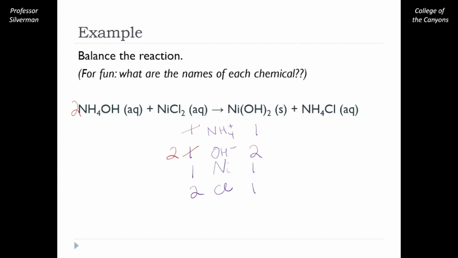Since we changed the 2 in front of NH4OH, now we have 2 ammoniums as well. On the right side, we need to fix the number of chlorines. Again, we can change this coefficient out in front. Oh no, this changes the amount of ammoniums on the right. Well, actually that's good. Now we have 2 to start with, 2 to end with. 2 hydroxides on both sides, 1 nickel on both sides, 2 chlorines on both sides. This is nice and balanced.